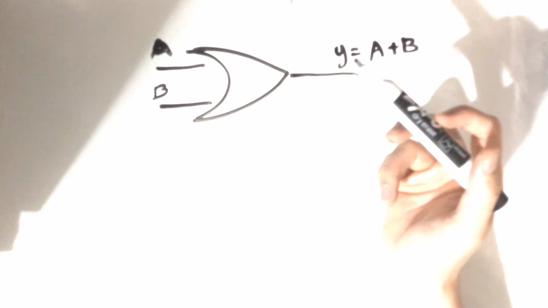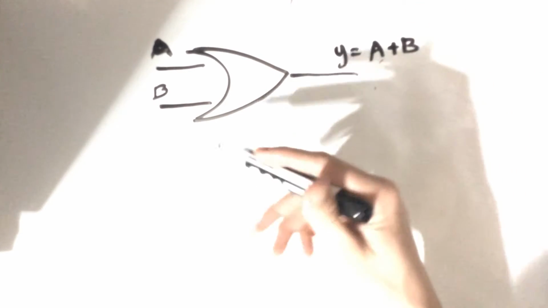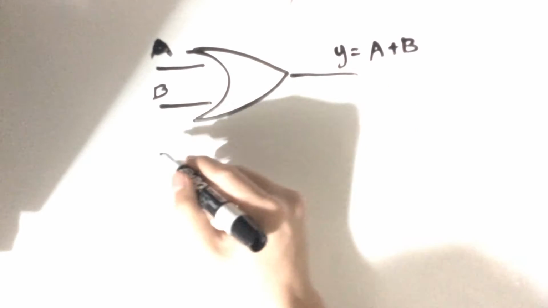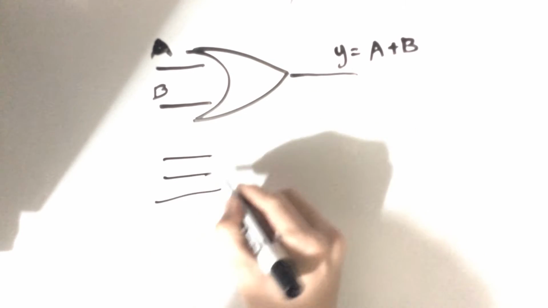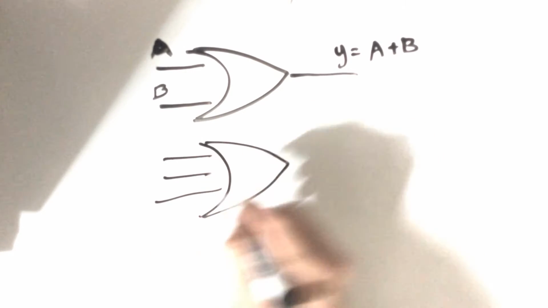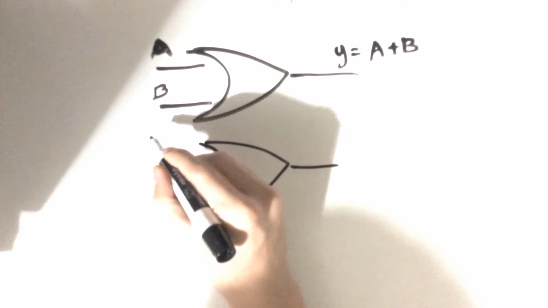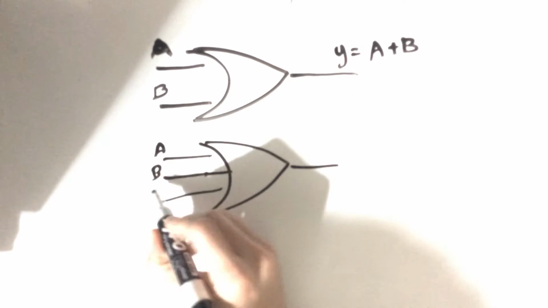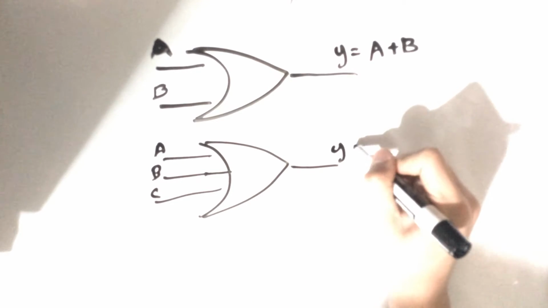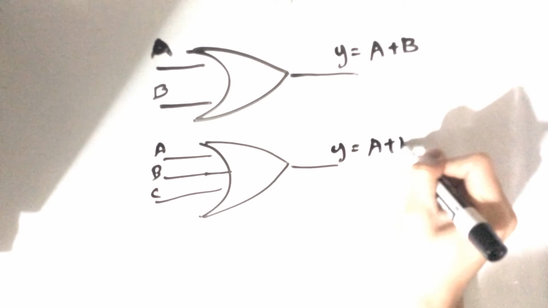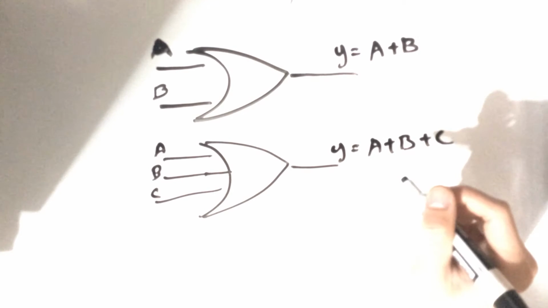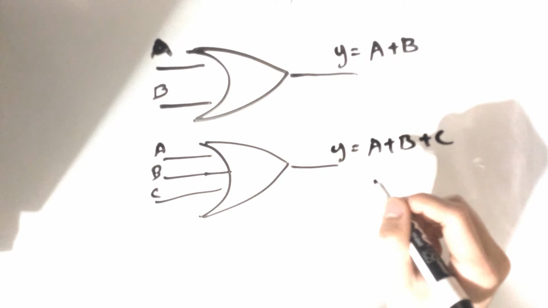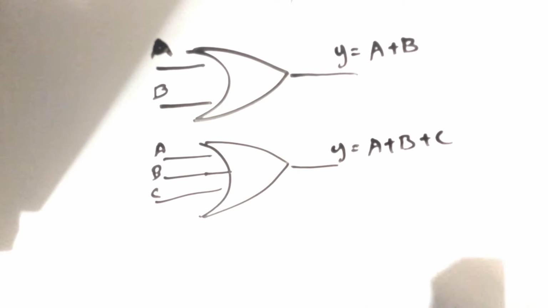Now, as I've mentioned before, you can have more than just two inputs. So I'm going to create a 3 input OR gate. Let's connect this. For instance, 3 inputs A, B, and C, and our output will be A plus B plus C. Okay. Let's just go on over to drawing the truth table for this, and I'm going to explain in more detail how these things work.